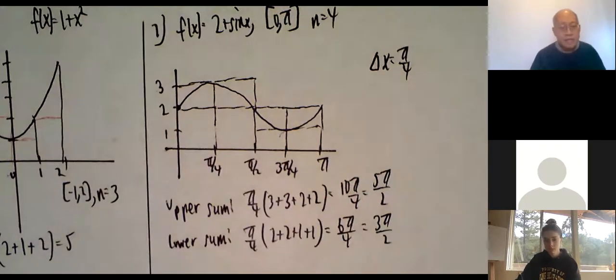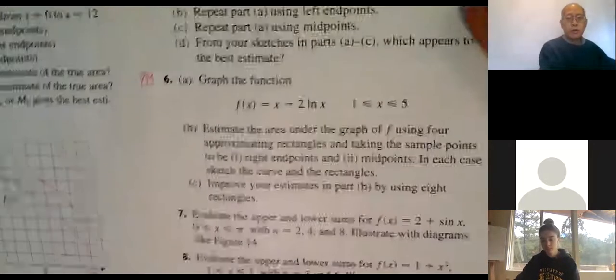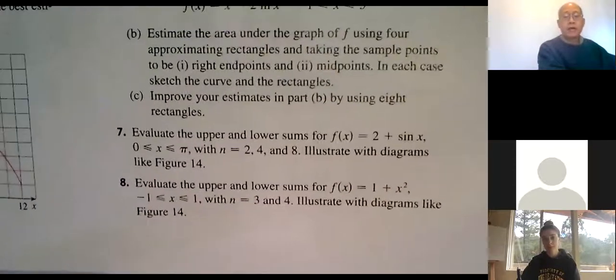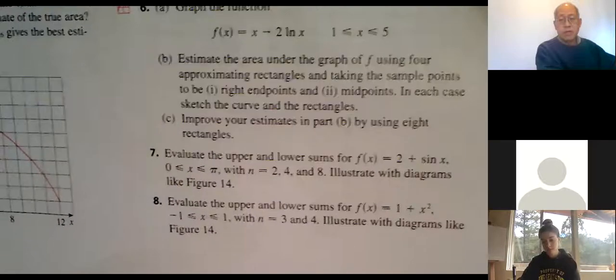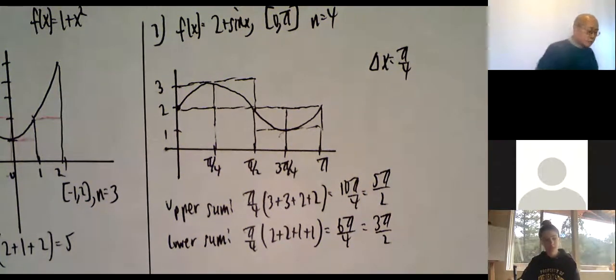Okay. Now, this time it's a little different. It didn't say use the left endpoint or right endpoint. Look at number 7. It says upper and lower sums. So you have to pick which one is the upper and which one is the lower to get an upper or lower estimate, regardless of whether it's the left endpoint or right endpoint. So that might change in this problem.